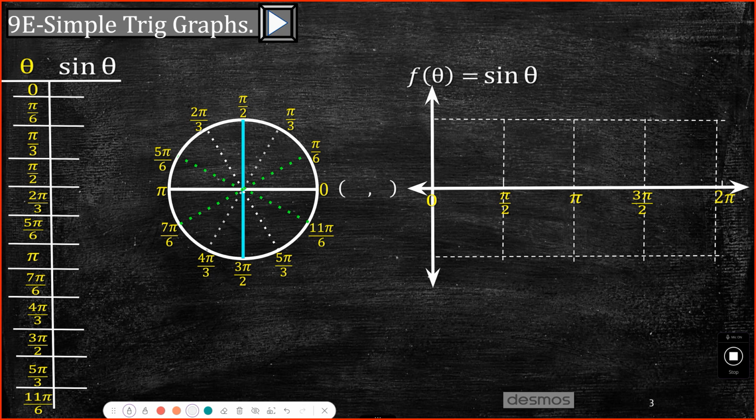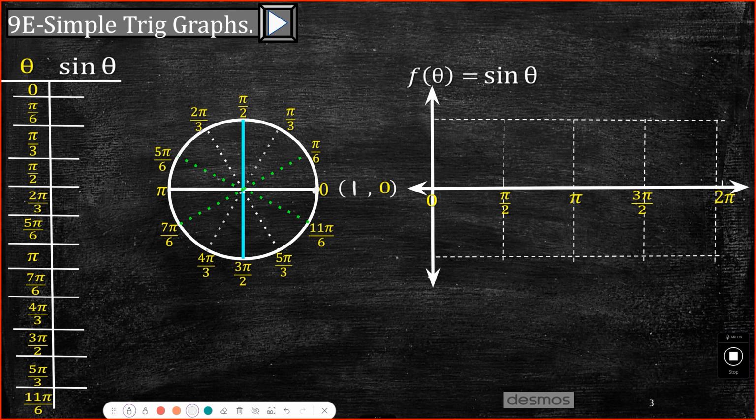Let's go with Brandon. Brandon, you see that flashing right there? What are the coordinates of that point? 1, 0 is correct. So Brandon said it was 1, 0, which is absolutely correct.